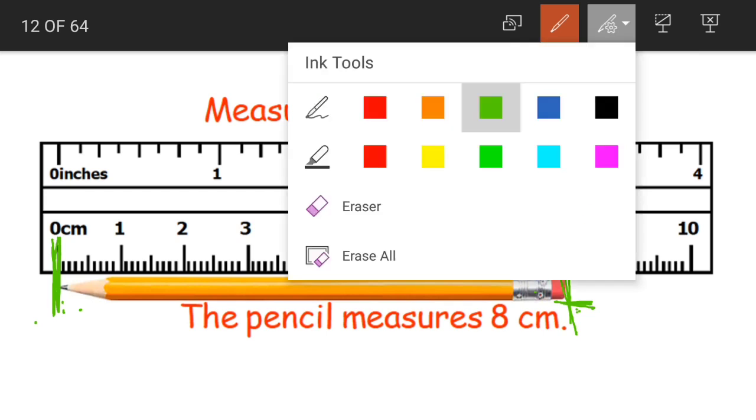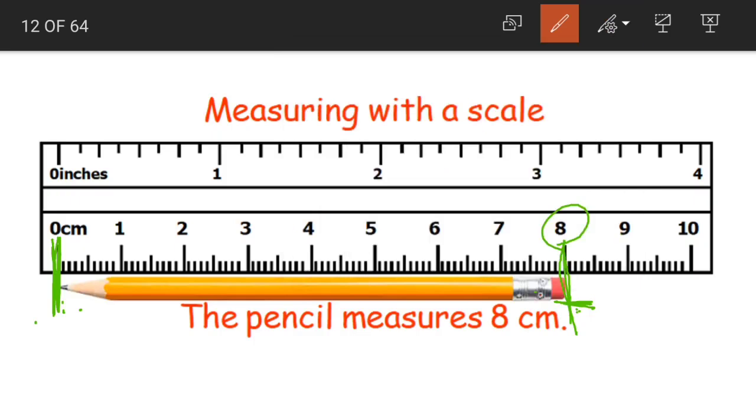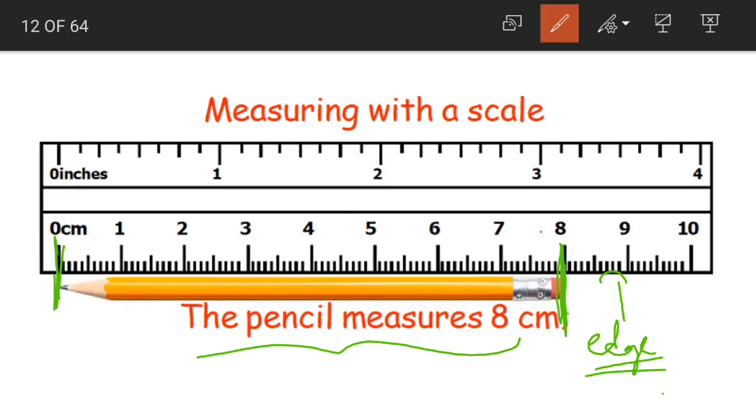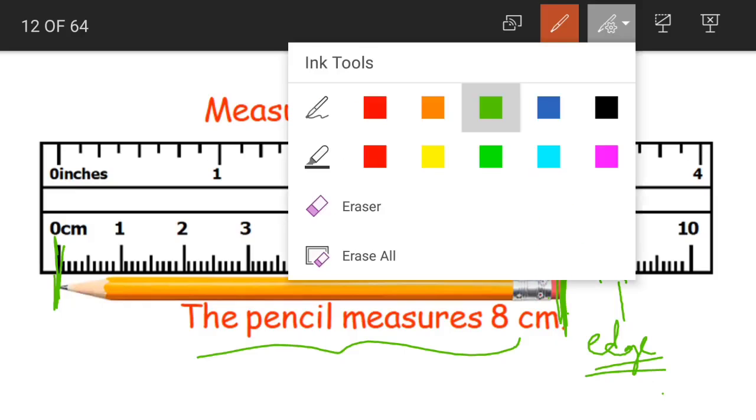Understood, children? What are the steps? How do we measure using a scale? First, we have to place the object along the edge of our ruler. Then we have to make sure that one of the end points of the object coincides with the 0 centimeter line. Now what will be the length of the object? The place where our other end point ends will be the length of our object. Here the other end point is ending at 8. So the length of this pencil is 8 centimeters.